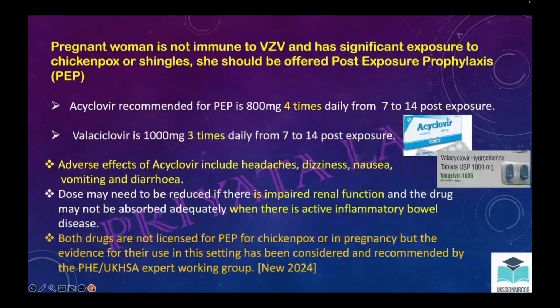Now there is a change here in this slide also. If the patient is not immune to varicella zoster virus, or she has got significant contact, then she should be offered what? PEP, that is post exposure prophylaxis. Now, what are the choices? So, there is a change in this guideline. Choice number one now is acyclovir 800 milligram 4 times daily from 7th to 14th day of exposure. This is the choice number one.